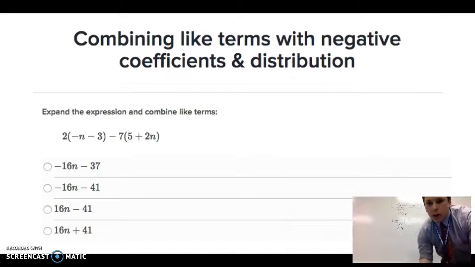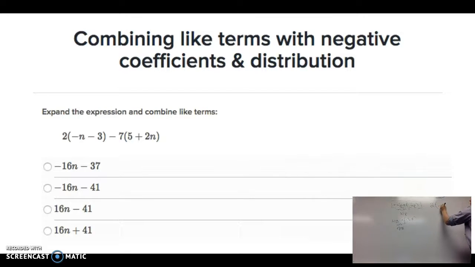All right. So expand the expression, combine like terms. 2 times the quantity negative n minus 3, minus 7 times the quantity 5 plus 2n.